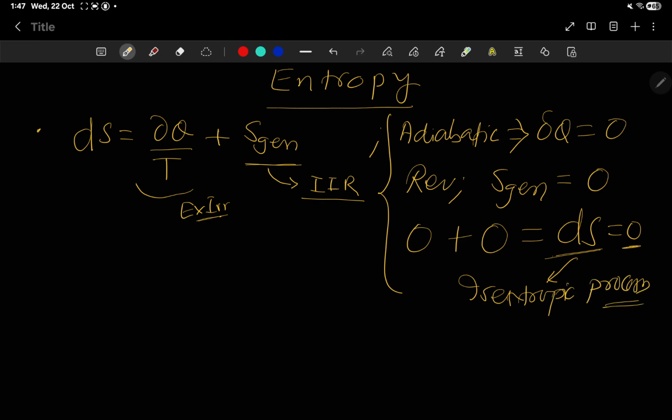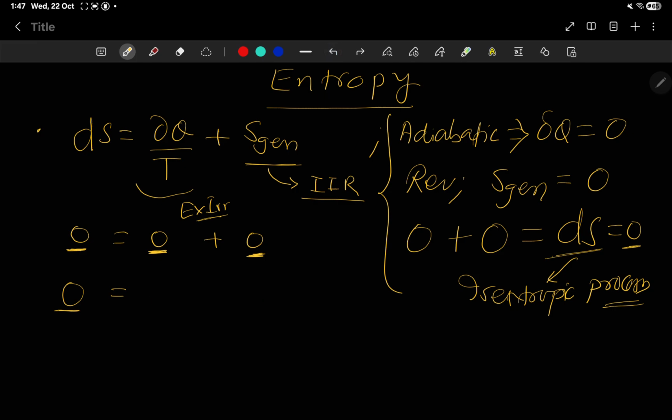Okay, so the funda is, if I add 0 plus 0, we will get 0, right? So if a process is adiabatic plus reversible, then we must get an isentropic process. Now in another case, if a process is isentropic, then we cannot say that this process must be adiabatic and must be reversible, right?